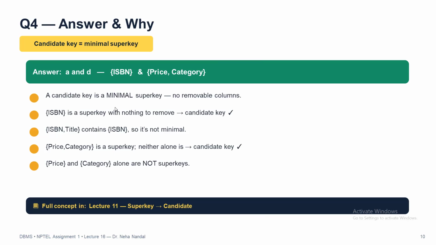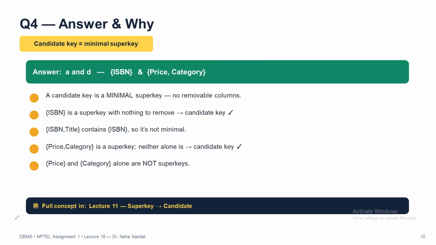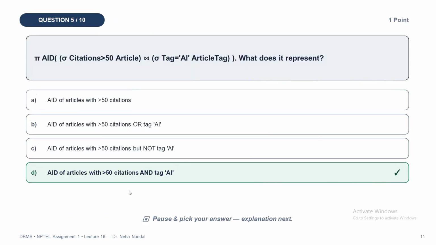So that's why price and category together can become a candidate key, and it is a minimal one of the total price, category and title also. Price and category alone are not super keys, so they cannot become a candidate key. I hope you got this answer. Please remember this, as this topic is going to come very soon in my further lectures. So let's go further and check out question number 5 now.